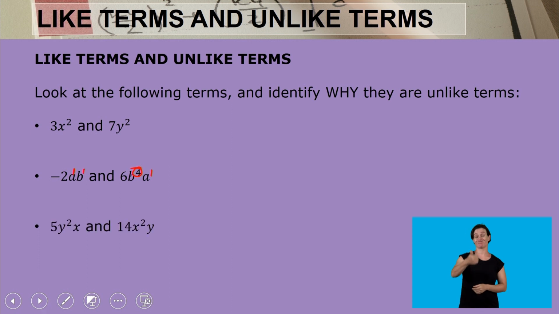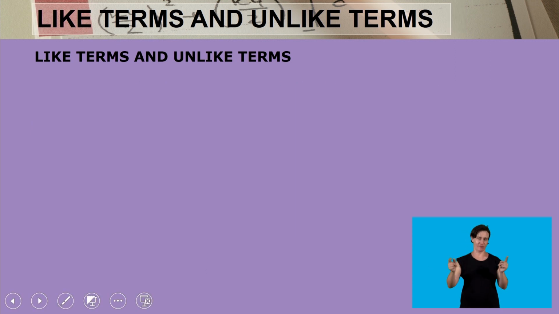Then we have 5y squared x and 14x squared y. Of course, here we have the same variables, but in the first term the squared is for the y, and in the second term the squared is for the x. So those are not like terms.